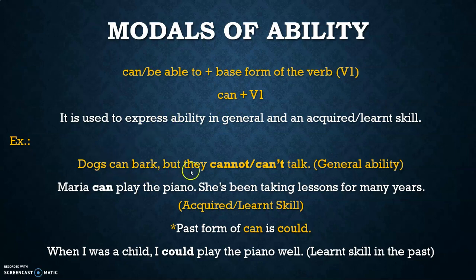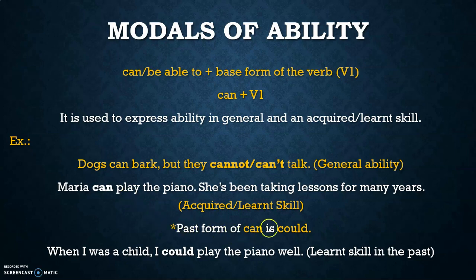Dogs can bark, but they cannot talk. Barking is a general ability of dogs, and here you can see the negative form of the modal. Maria can play the piano. She's been taking lessons for many years. Obviously, Maria learned to play the piano, and we use can to talk about this learned skill.